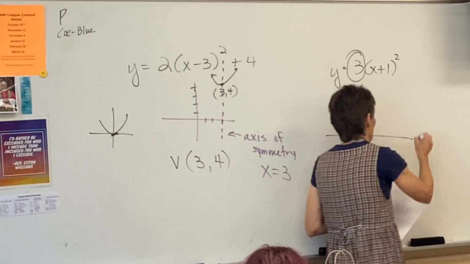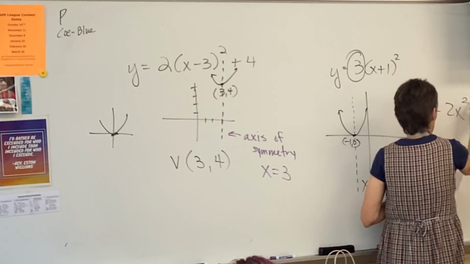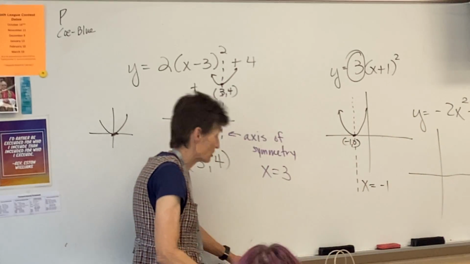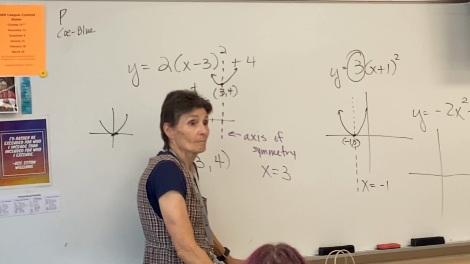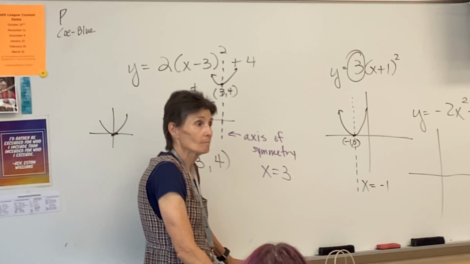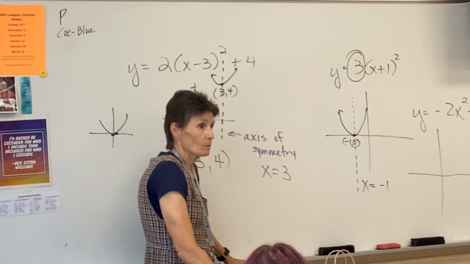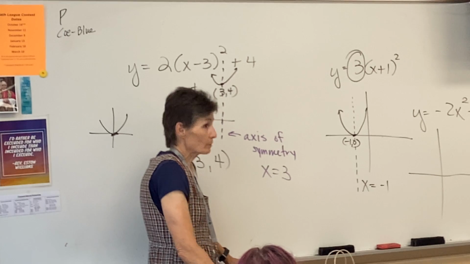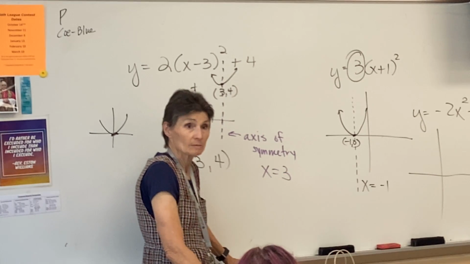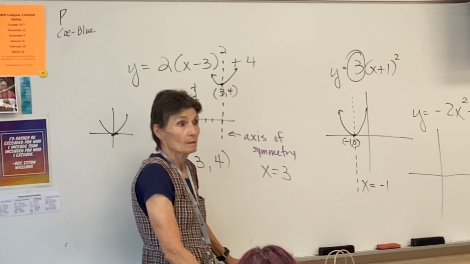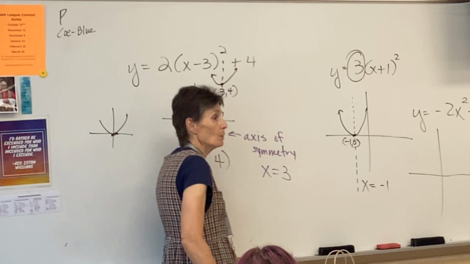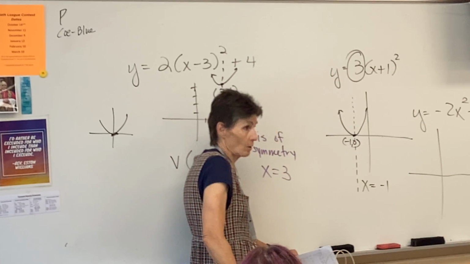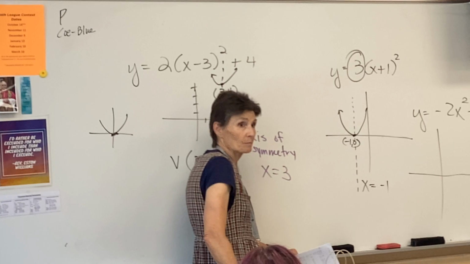C. Vertex. What do you think? Okay, so it's going to be opening down, Trey says. Would it not be the same, 2, 4? Now be careful. First of all, what's that +4 on the end mean? We've gone up 4, right? We've gone up 4. Oh, is it right 2?